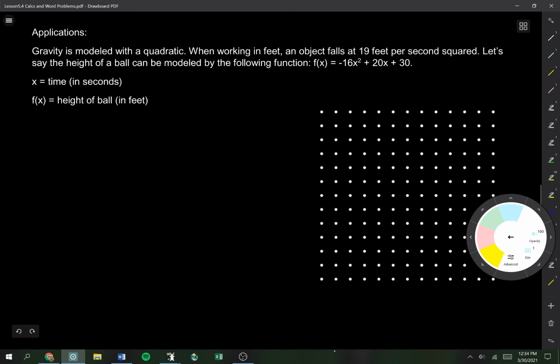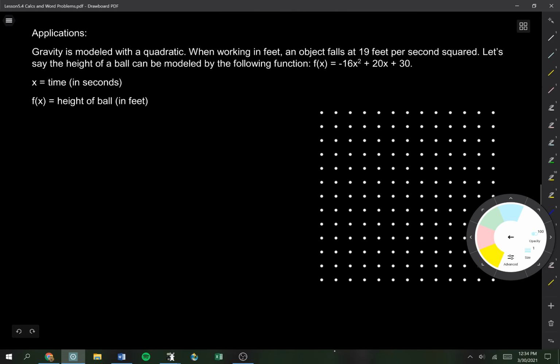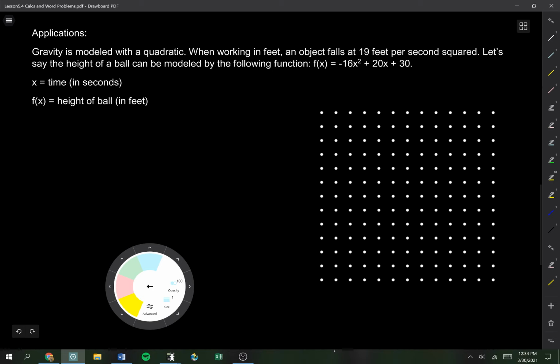Let's talk about part of why we learn square roots. Gravity acts like a parabola. Like when you throw a ball, I think you have an understanding it doesn't follow a circular path. It follows a parabolic path. It goes up fast, slows down, goes down slow, goes down fast.